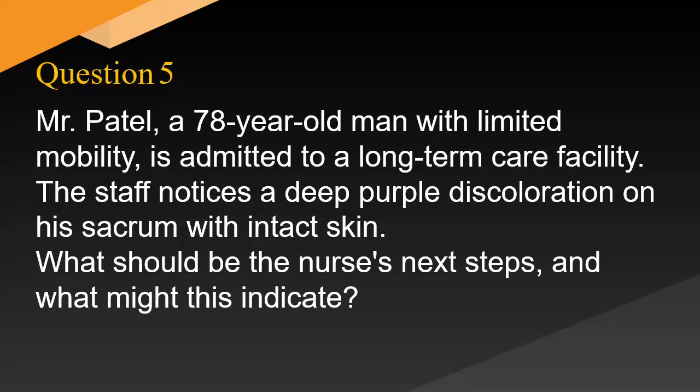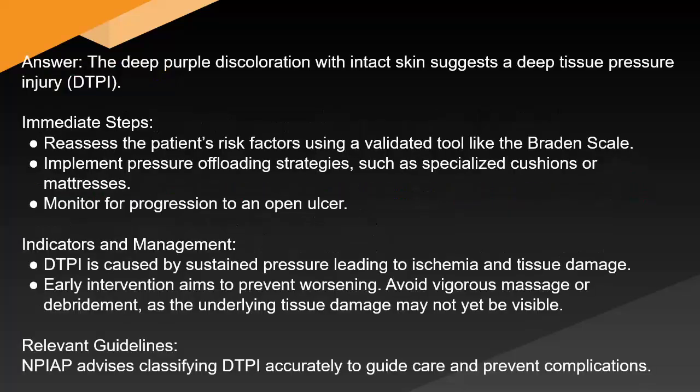Mr. Patel, a 78-year-old man with limited mobility, is admitted to a long-term care facility. The staff notices a deep purple discoloration on his sacrum with intact skin. What should be the nurse's next steps, and what might this indicate? Answer: the deep purple discoloration with intact skin suggests a deep tissue pressure injury (DTPI).